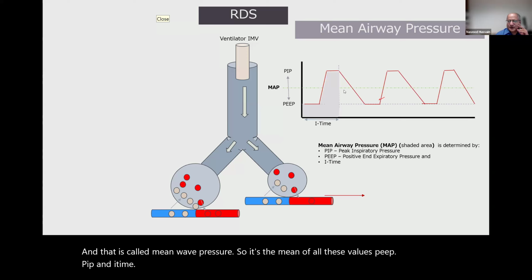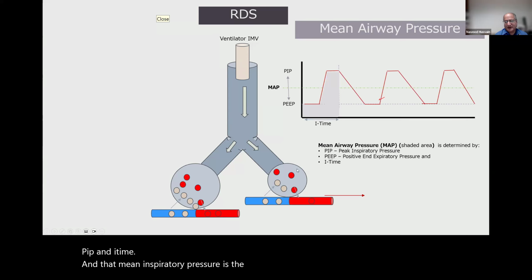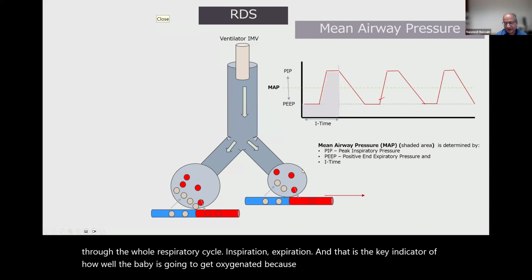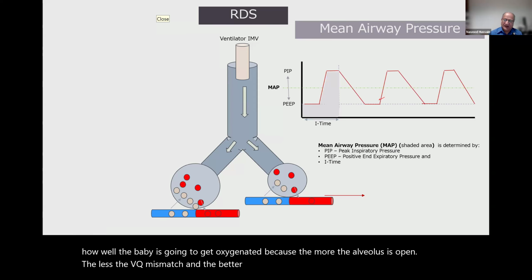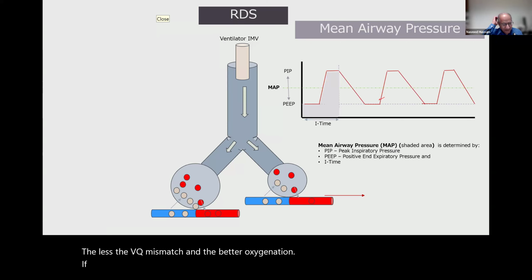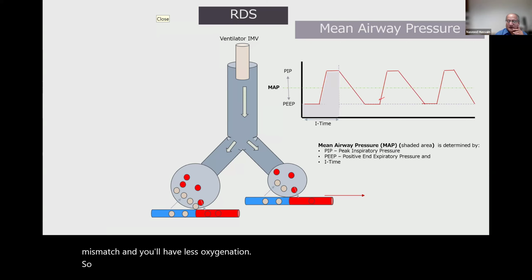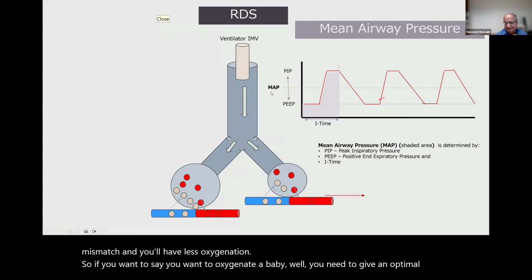That mean airway pressure is the pressure that's keeping the alveolus inflated through the whole respiratory cycle, inspiration and expiration. And that is the key indicator of how well the baby is going to get oxygenated, because the more the alveolus is open, the less the VQ mismatch and the better the oxygenation. If the mean airway pressure is not optimal, the alveoli are not optimally open, you'll have more VQ mismatch and less oxygenation. So if you want to oxygenate a baby well, you need to give an optimal mean airway pressure.